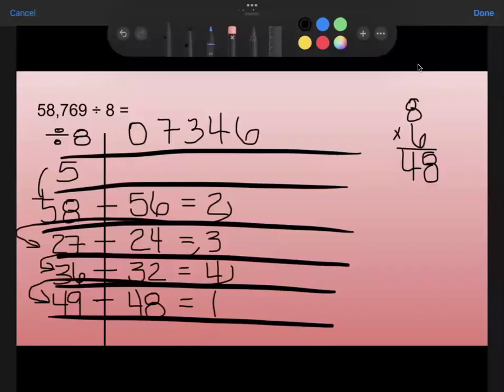And now we have no more numbers to put that in front of. So we're going to call it the remainder. So this answer would be 7,346 with a remainder of 1.